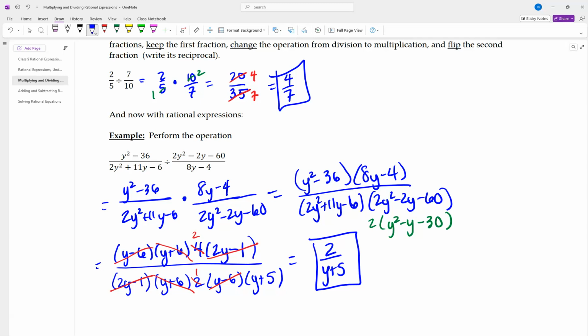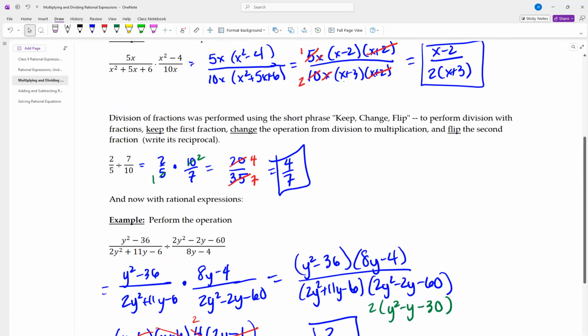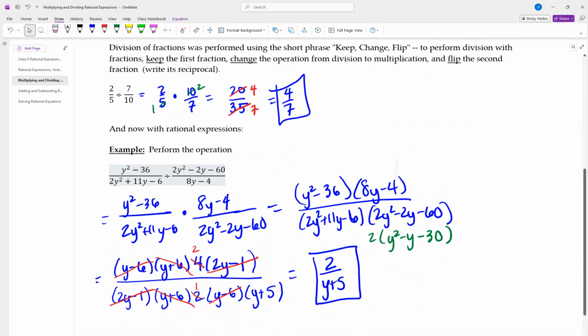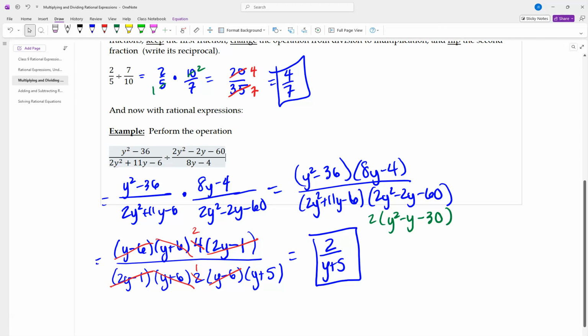Now, in terms of simplifying, you're welcome to do that before you actually do the operation, just so you don't have to write as much, kind of like we did over here in green. You're welcome to do that if you want, but again, you need to factor it first.